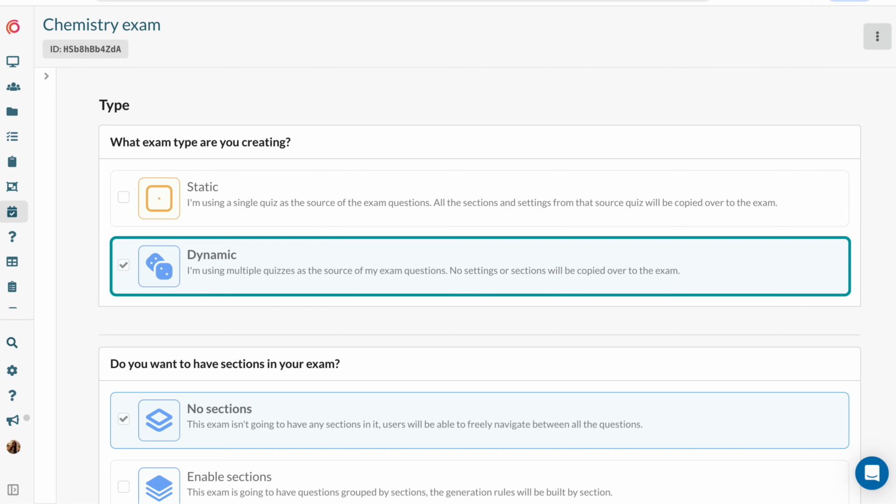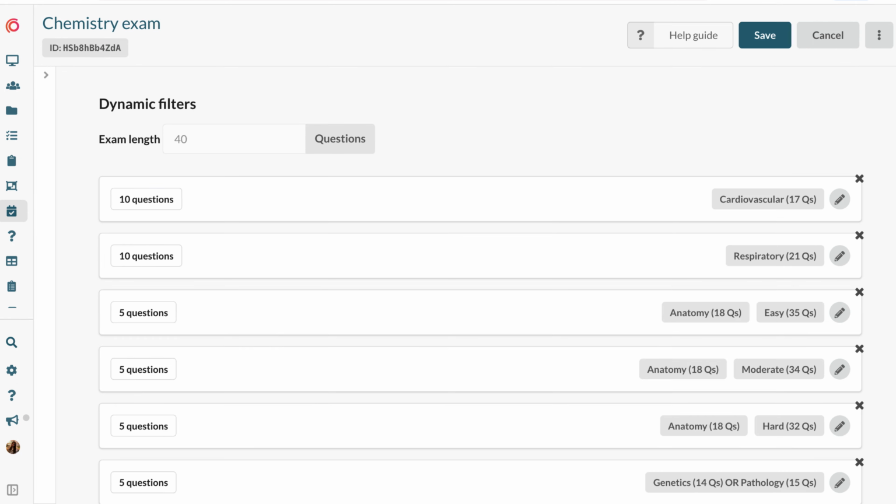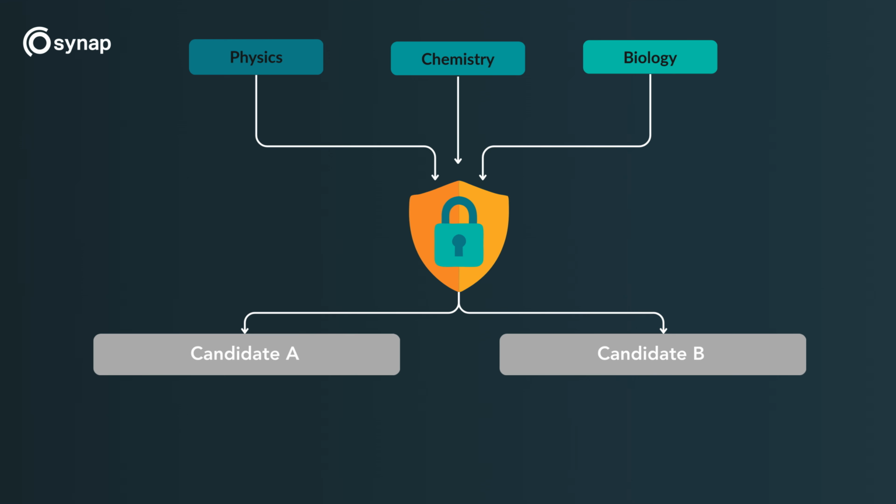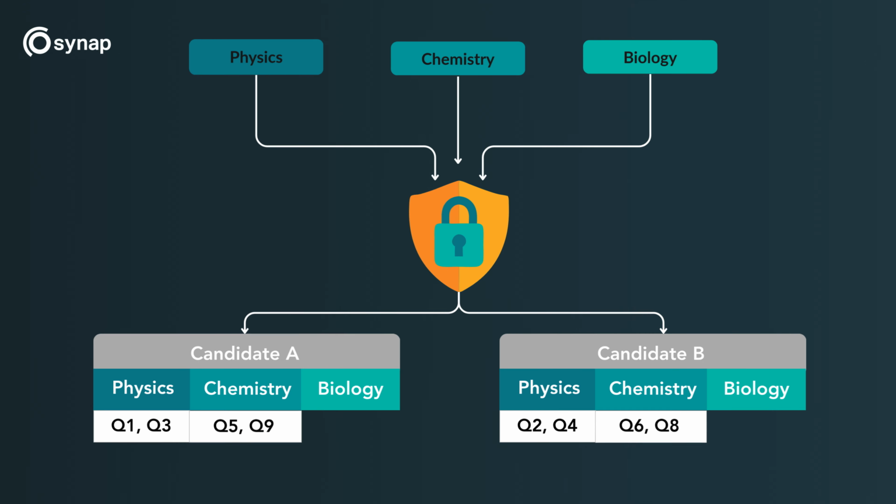Dynamic exams take this a step further by generating a unique exam for each candidate in just a few clicks. Each candidate receives a different set of questions that is built from the same rules and logic. This significantly limits collusion whilst maintaining alignment with your exam blueprint.